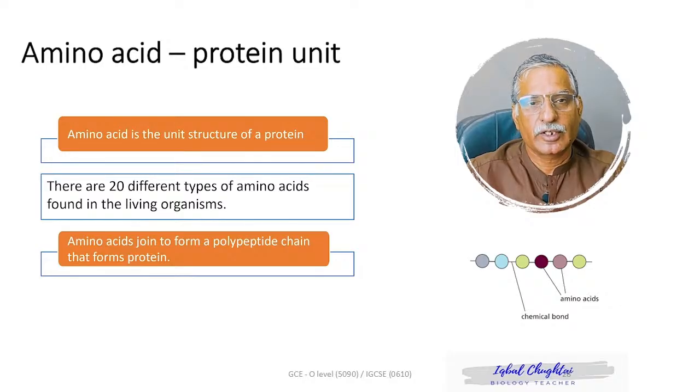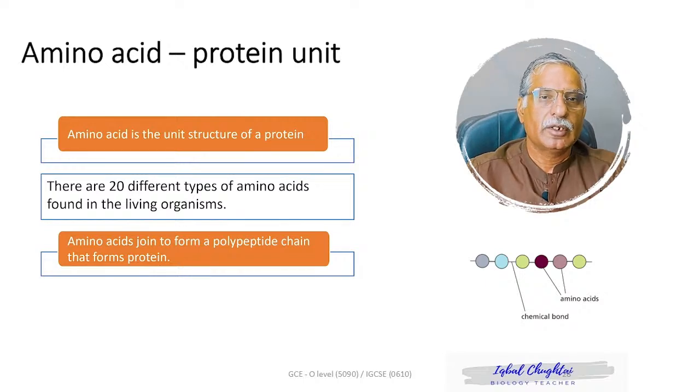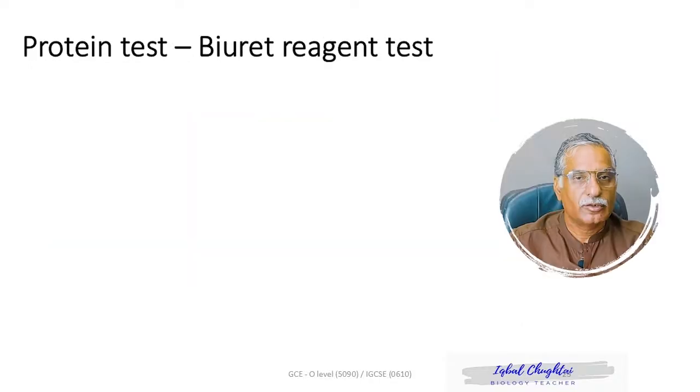These amino acids chemically bind together to make polypeptide chains, and these polypeptide chains can give rise to the larger protein molecules that serve various functions in the body. If we want to confirm the presence of protein in the given food sample, we conduct a test known as the biuret reagent test or protein test.